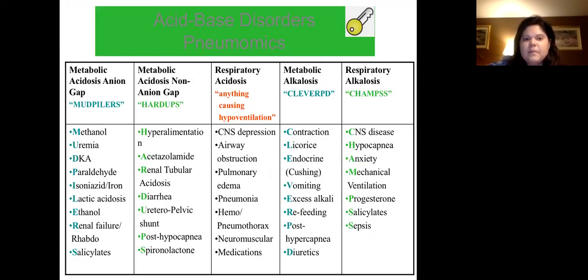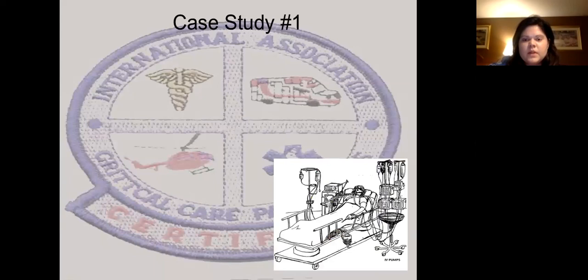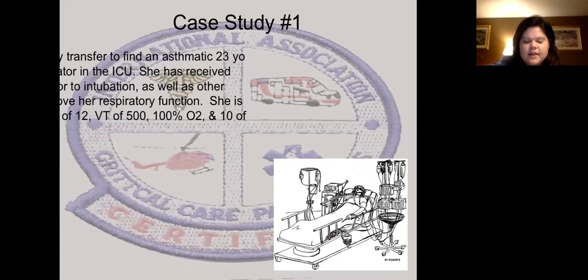Here are some acid-base disorder mnemonics. So your metabolic acidosis, anion gap, MUDPILES, and then I'll just let you look through those. Very helpful though. Let's do a case study.